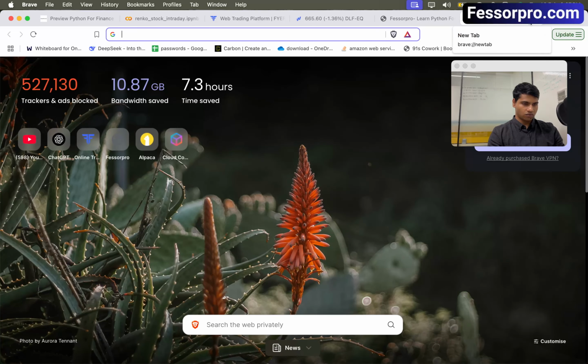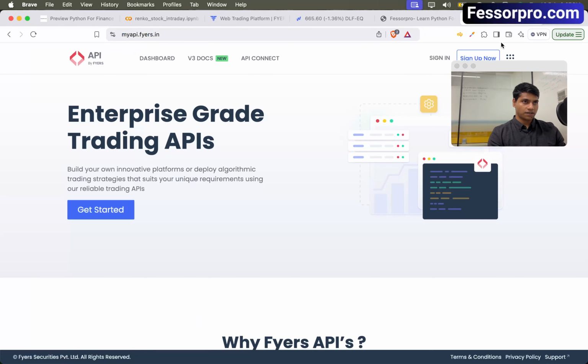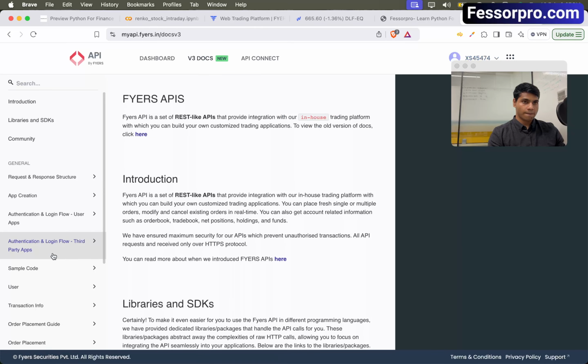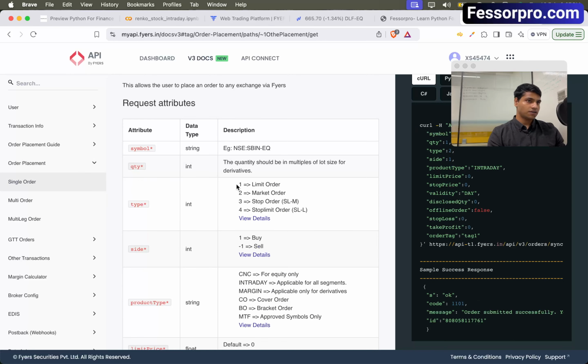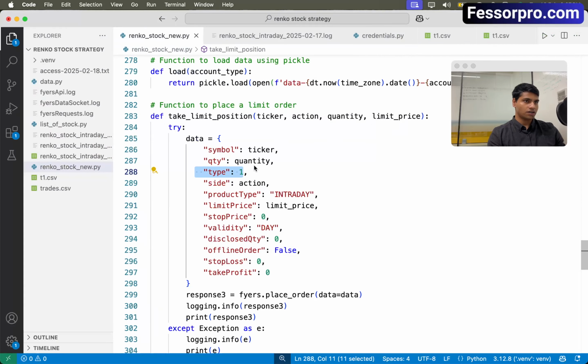So if you go to Fyers API, click on version 3, go to order placement, go to single order. You can see if your type is 1, it means it's a limit order. If your type is 2, it's a market order. So here my type is 1, it means it's a limit order. So when you're placing a limit order, you also have to specify the limit price. Yeah, so this is how this function is working. Whenever I call this function, I have to send the ticker name, the action as in whether I want to buy or sell, the quantity, how much quantity I want, and the limit price, at what price I want to buy.